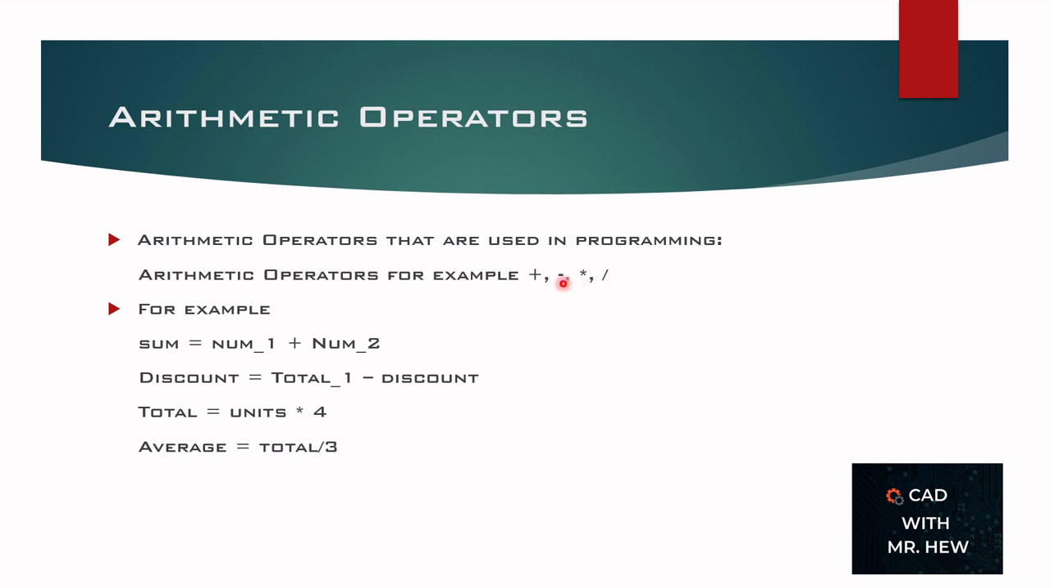So you wouldn't use a mathematical symbol for the division symbol that you use in math. You use this symbol here. So for example, we have sum equal to num1 plus num2. Then we have discount equal total minus discount. Then we have total is equal to units times multiplied by 4. And in the average, we have total divided by 3. So these are the examples for the arithmetic operators.